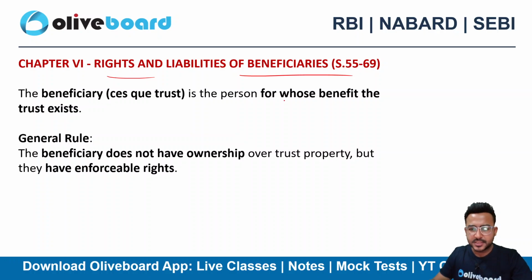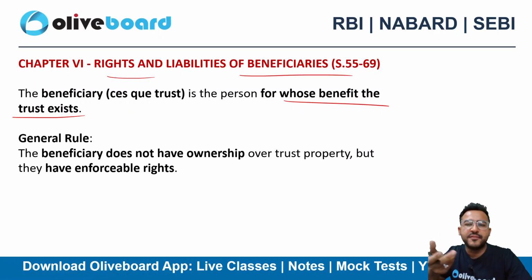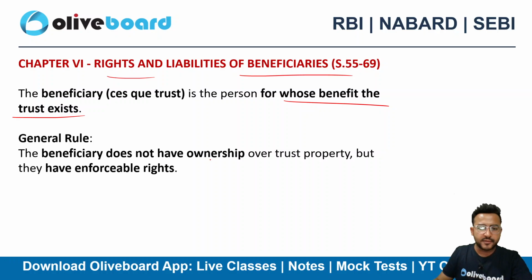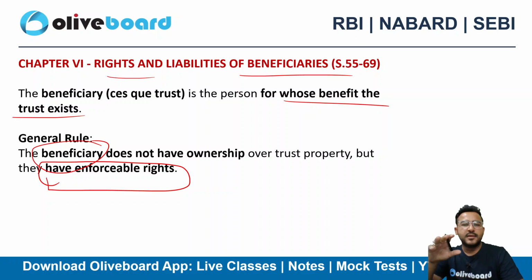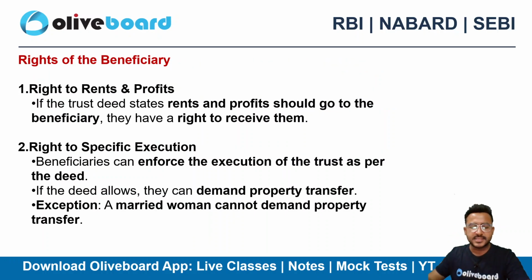Now beneficiary is the person for whose benefit the trust exists, right? Because of the beneficiaries only the trust is existing, right? That's the rule. So now beneficiary does not have ownership over the trust property, but they have an enforceable right. Beneficiaries are not the owner of the asset, right? As the name says it all, they are beneficiaries. उनको benefit होगा. They do have the enforceable right कि हमको benefit होना चाहिए इससे. But the real owner here is trustee, right? Books के अंदर, कागजों के अंदर trustee is the owner. Beneficiaries do have enforceable rights. They are the real parties to which the benefit must flow.